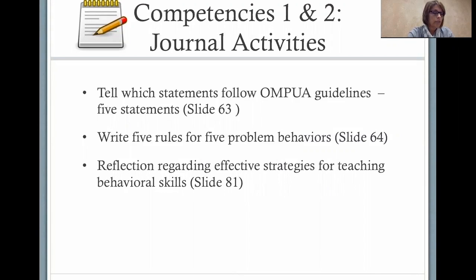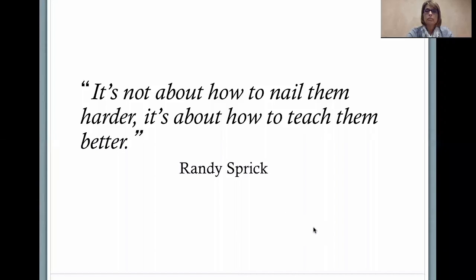Here is a summary of the required journal activities for competencies 1 and 2. The slides with instructions are noted in case you need to refer back to them. In conclusion, setting clear expectations, considering the function of a behavior, and teaching a more appropriate or socially acceptable behavior is critical for improving emotional and behavioral outcomes for kids. As Randy Sprick says, it's not about how to nail them harder, it's about how to teach them better.